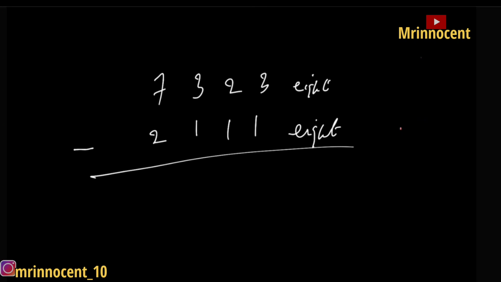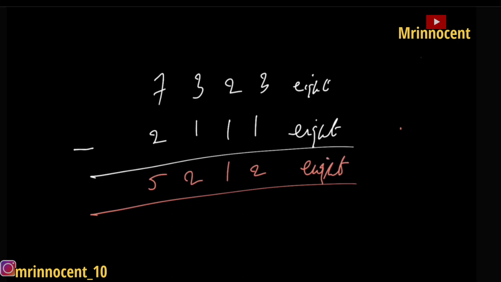3 minus 1 is 2. 2 minus 1 is 1. 3 minus 1 is 2. 7 minus 2 is 5. So we have 5, 2, 1, 2 in base 8.